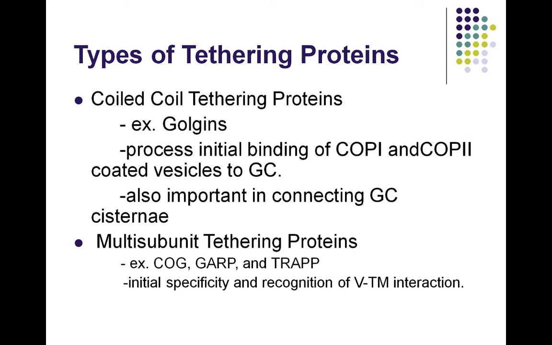Now, another example, another subset of tethering proteins involved in the snare hypothesis is the multi-subunit tethering proteins. So some examples include COG, GARP, and TRAP. These are acronyms for specific multi-subunit proteins. No? And primarily these examples are important for the initial specificity and recognition of the vesicle target membrane interaction. Okay?